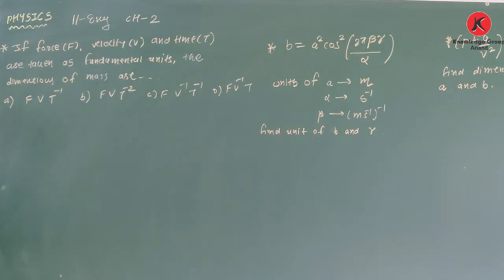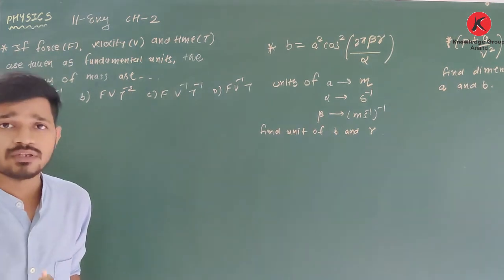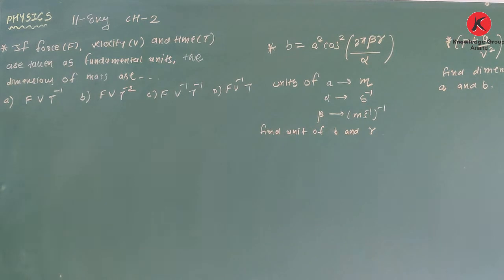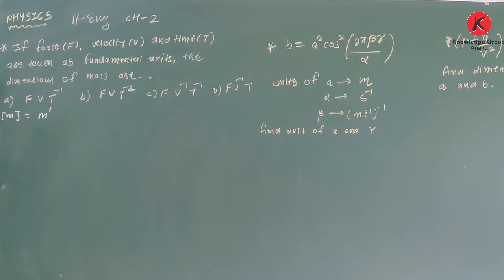Here we will see another method. Which method? You have to find the dimensions of mass. What is the dimension of mass? Yes, it is M. You are given four quantities.